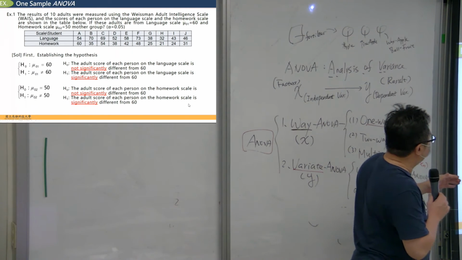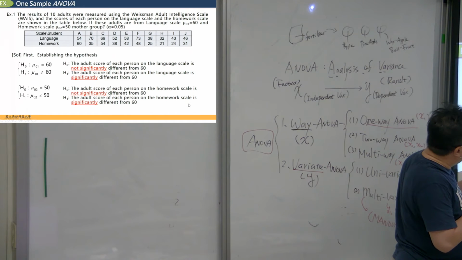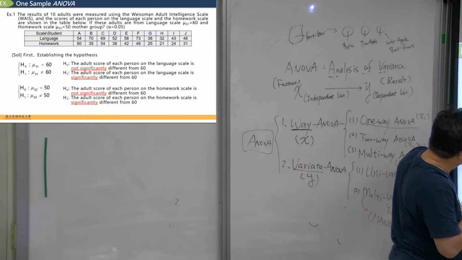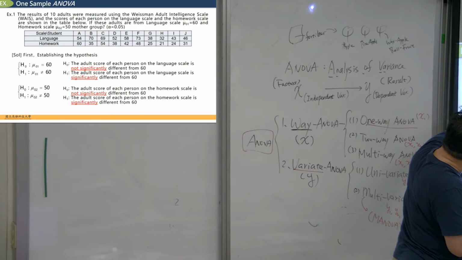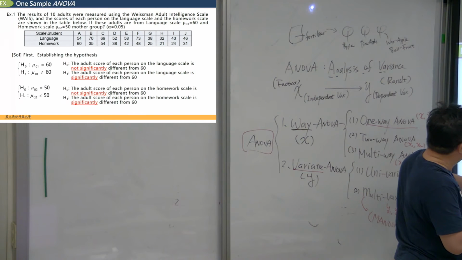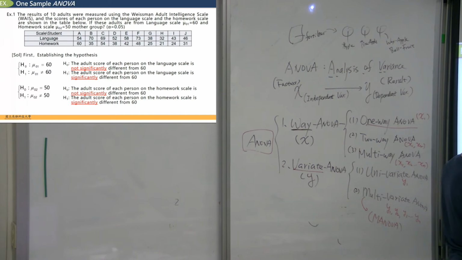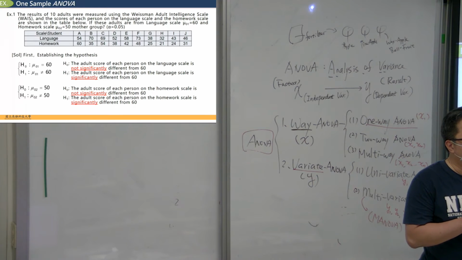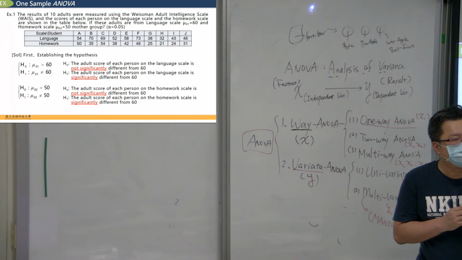Okay, we have to establish the hypothesis. First is this. The second is this. Language for homework. Okay. Our null hypothesis, we suppose the adult score of each person on the language is not significantly different from 60. Yeah, that means this 10% is similar or the same as the general person, right?